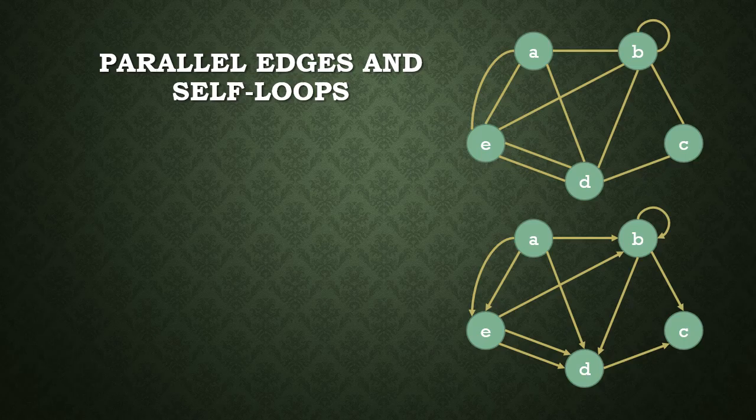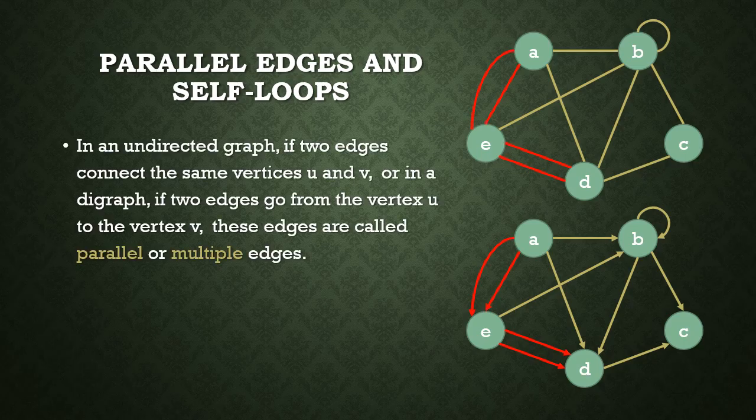Parallel edges and self loops. In an undirected graph, if two edges connect the same vertices U and V, or in a digraph, if two edges go from the vertex U to the vertex V, these edges are called parallel or multiple edges. I have shown parallel edges with red color in the undirected graph and in the directed graph.